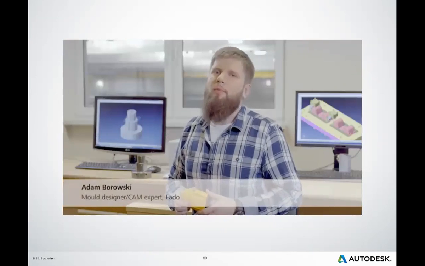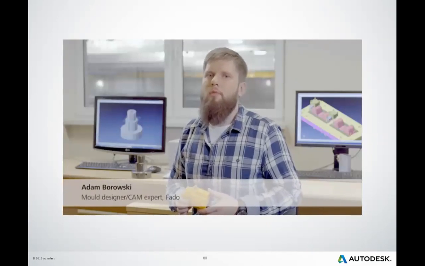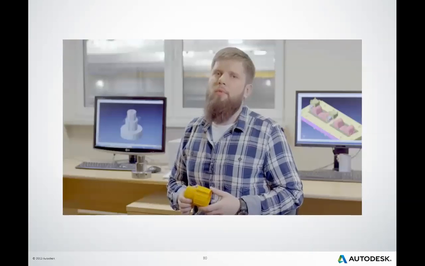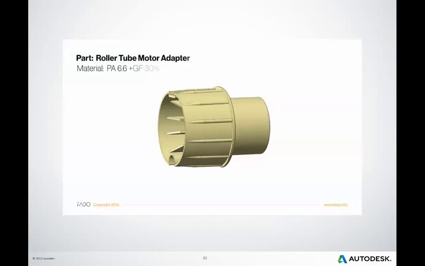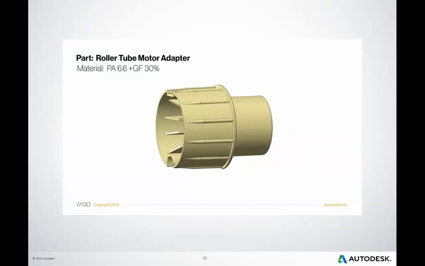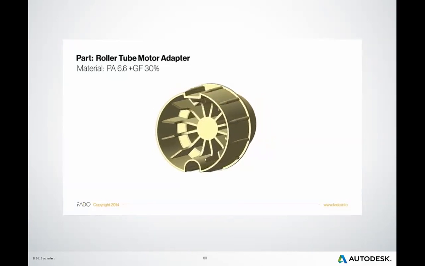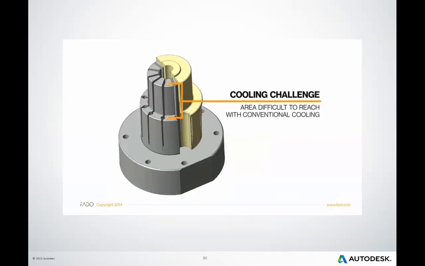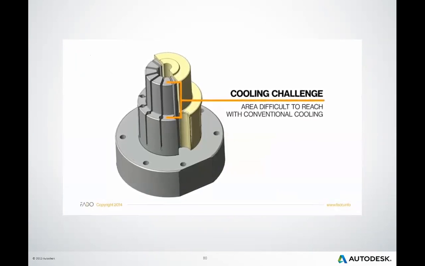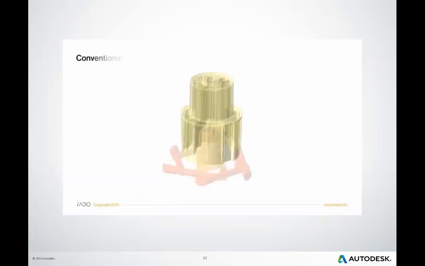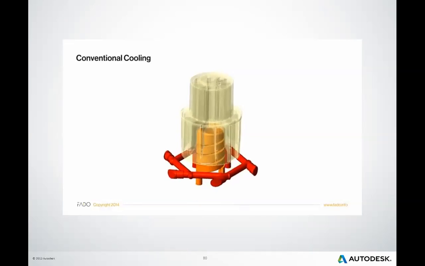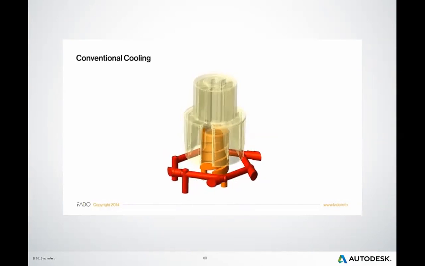One of conformal cooling application examples is a roller tube motor adapter, a part we produce for one of our clients. In this particular example, high ribs inside the part make it difficult to achieve uniform temperature distribution on the whole molding surface. The former solution was a spiral cooling insert coupled with drilled cooling on the insert's bottom element.